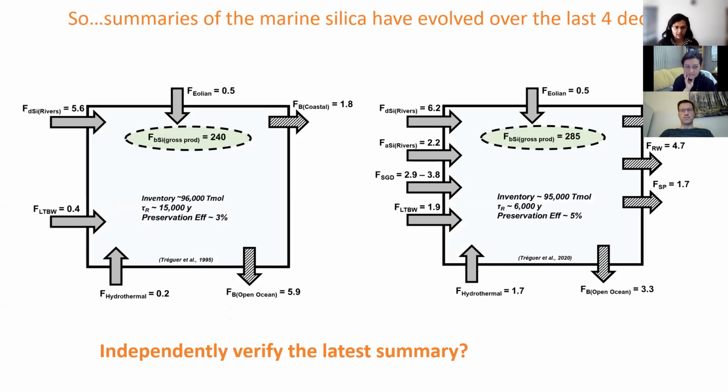So these summaries of marine silica have evolved quite a bit over the last 4 decades. This is a simplification. In initial summaries, it's mostly riverine sources and biogenic silica sinks that were the important constituents. And on the right is just a box model summary of Tréguer et al. So again, I'm asking, is there a way of independently verifying this latest summary?